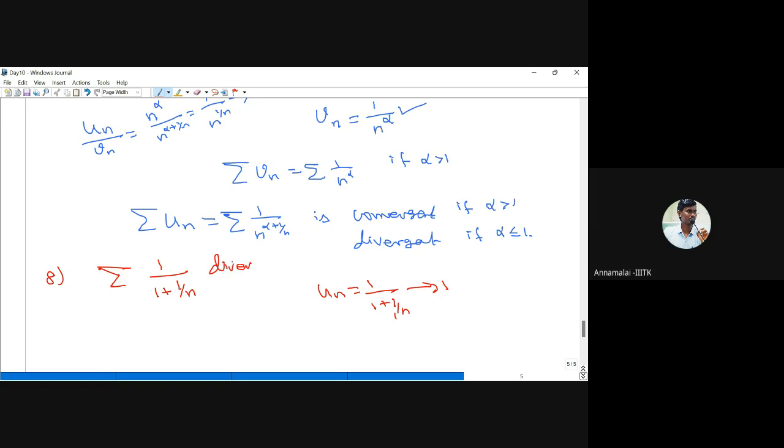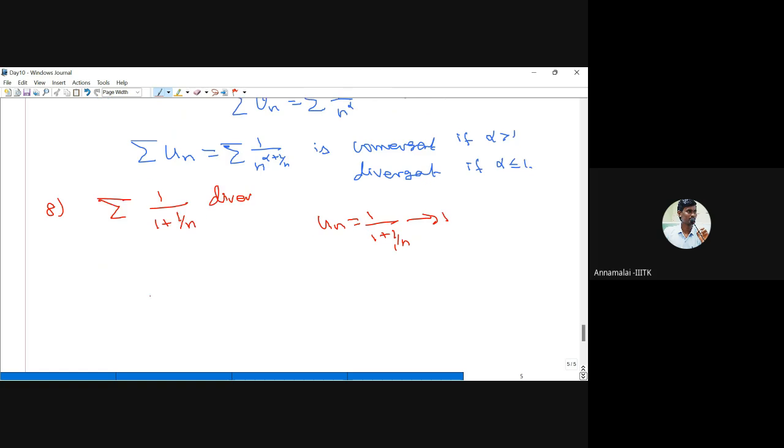Otherwise, suppose you want to use this theorem, then you have to guess Vn. This is Un, guess some Vn. Suppose we work with 1 by n. Now Un by Vn gives us n times 1 by 1 plus 1 by n. What is the limit? You will not get any finite value. So then what do we have to do?